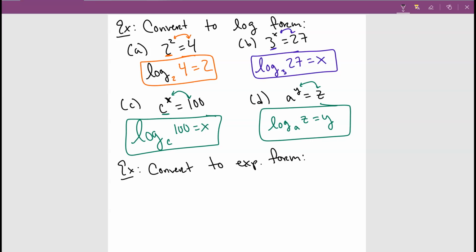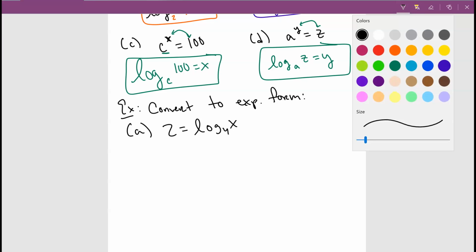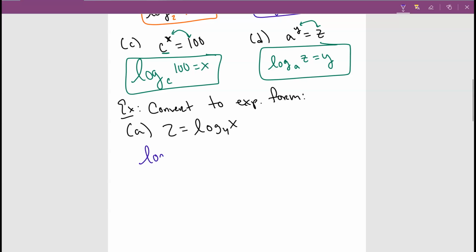So let's convert from log now to exponential. All right. So first we're going to write 2 is equal to log base 4 of x. Now, usually when I convert these, I like having the log first and then the numbers. So if it helps you, I like always having log base 4 of x is equal to 2. So just swap them. Okay.